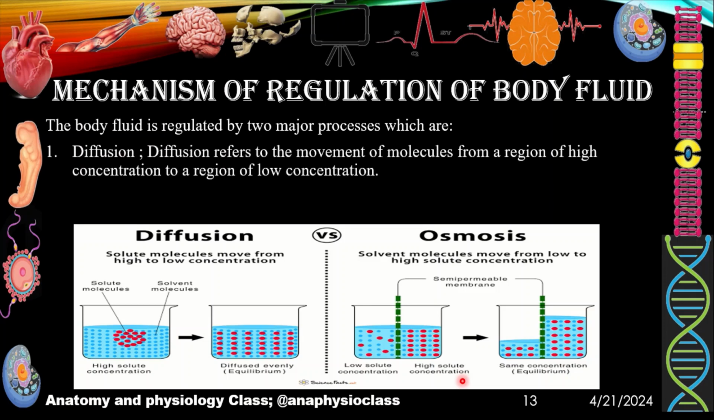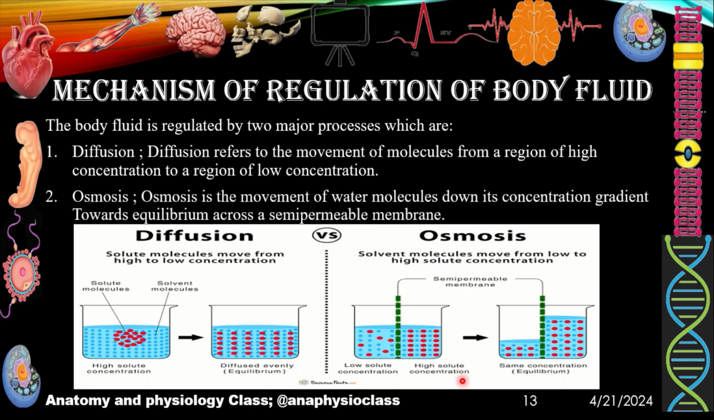So we have diffusion and osmosis. Diffusion refers to the movement of molecules from a region of higher concentration to a region of lower concentration. Look at this diagram, where the solutes are dropped inside this solvent. The solvent is the substance in which other substances diffuse or become distributed. So that is what a solvent is.